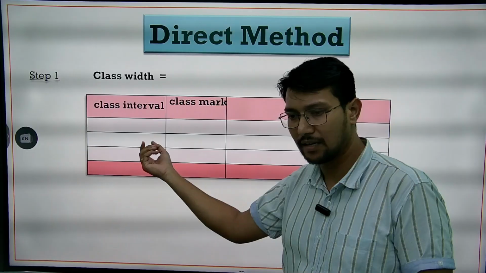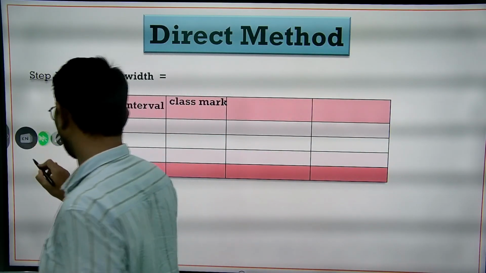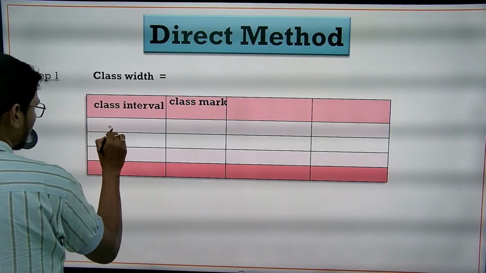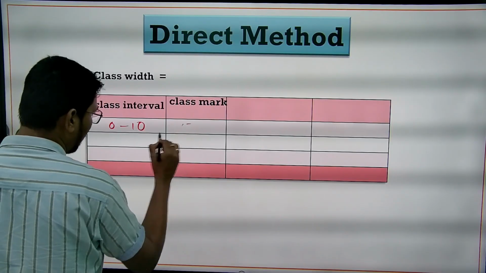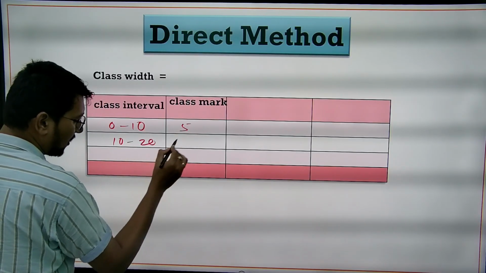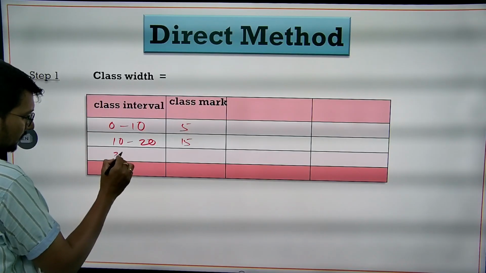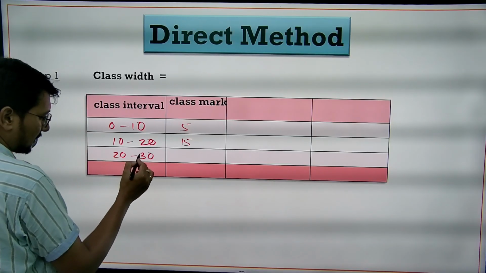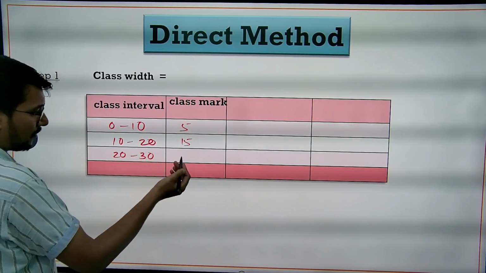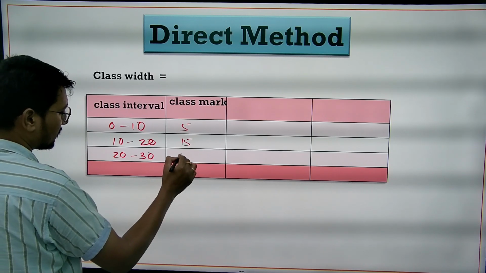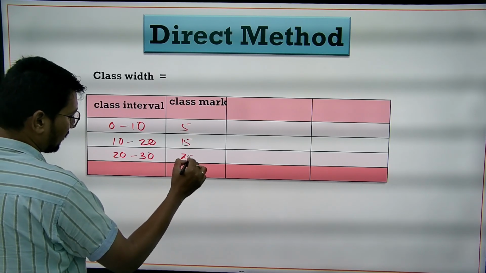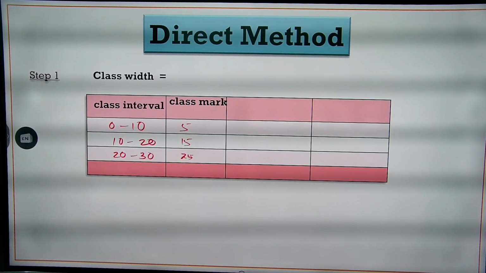that is 5. For 10 to 20, what will come? So if this is 0 to 10, it will become 5. 10 to 20, it will become 20 plus 10, 30, by 2, 15, right? 20 to 30, 30 plus 20 by 2, that is how much? 25. Clear everyone? Okay?